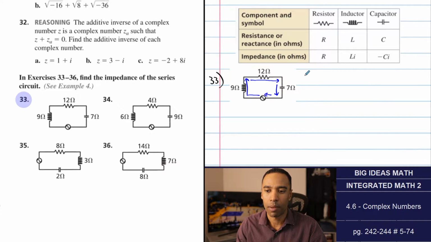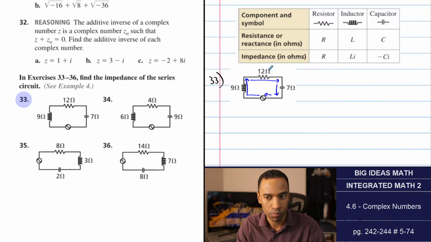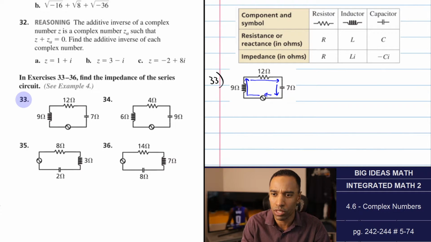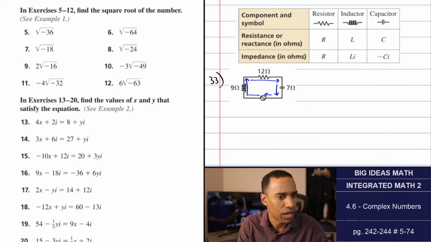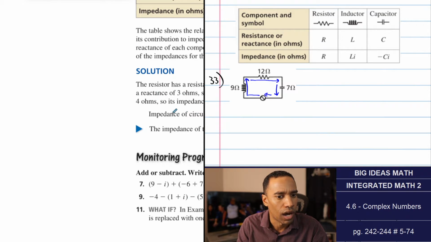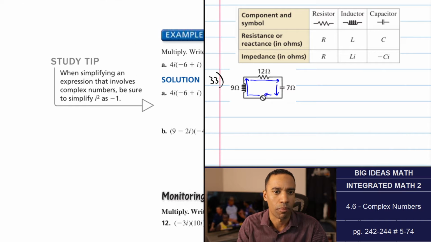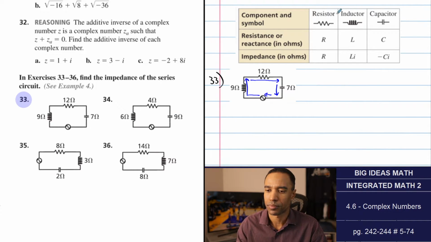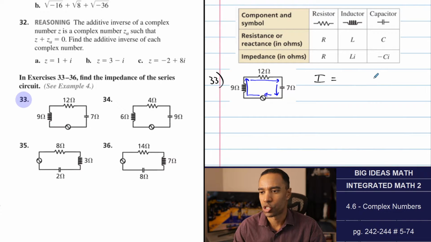So when we're writing what the impedance is, the resistor's resistance is the same as its impedance. This is 12 ohms, that's the omega symbol. Let me go back one more time and see how they write it. They say impedance of circuit. So I'm just going to put a capital I if you don't mind. So the impedance of the circuit, I equals, we're going to take, so there's 12 ohms.